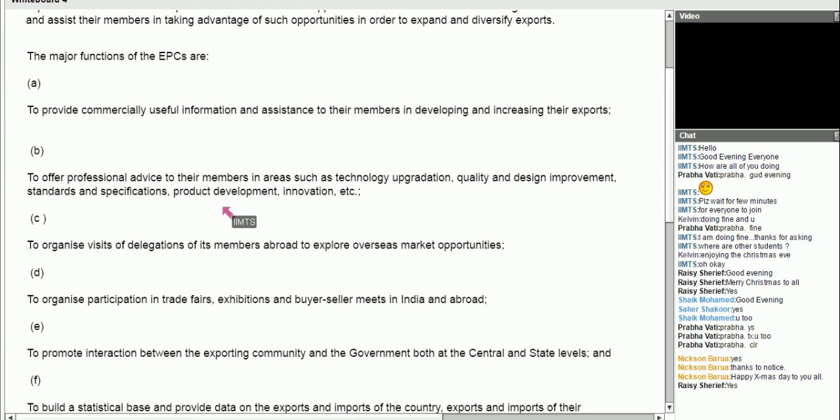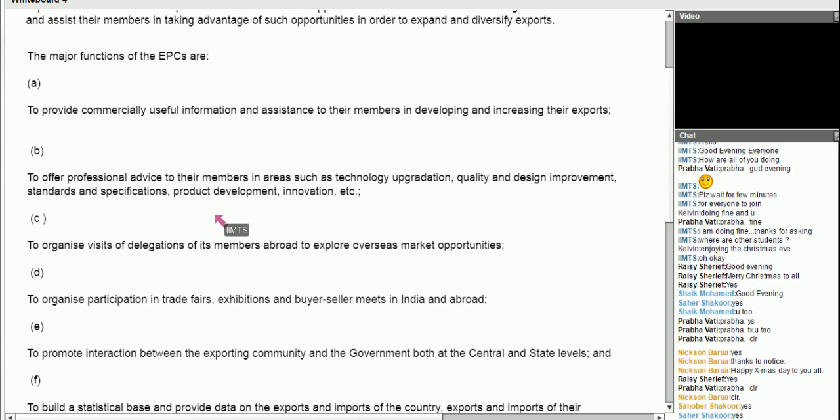Any doubts? Okay. So here Sanoba clear, Kelvin, Razi says, Sheikh, Mohammed. Okay, next point.